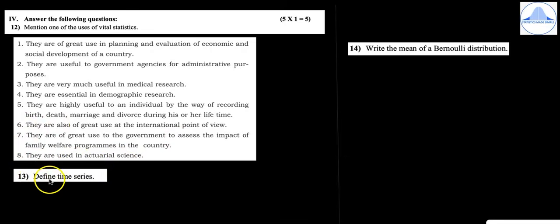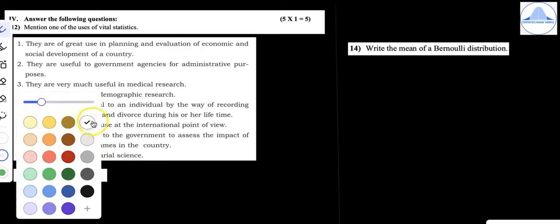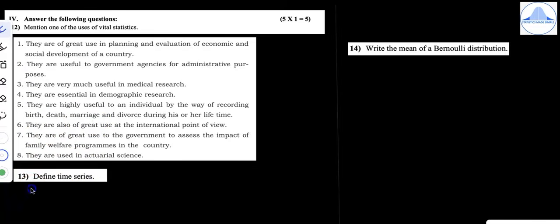13th question, define time series. Data arranged in chronological order in accordance to time is called time series.